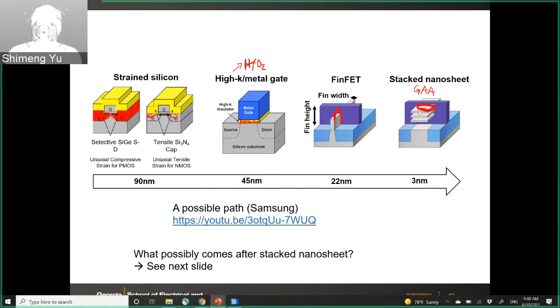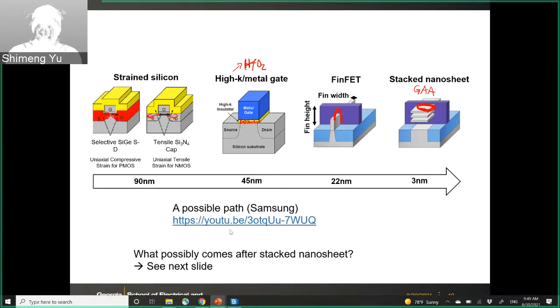And you can stack multiple sheets vertically. This is a way to increase the current density without using natural space. This is a way to improve the density, as we discussed, because we run out of space in the natural dimensions. So the future is always the third dimension. You have to go vertically to increase the transistor's density.